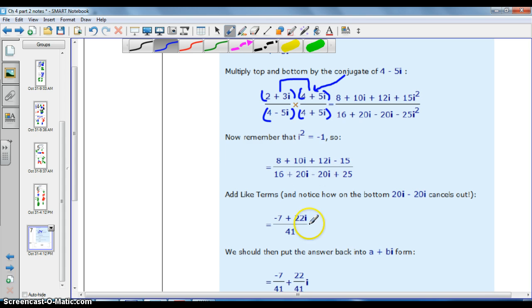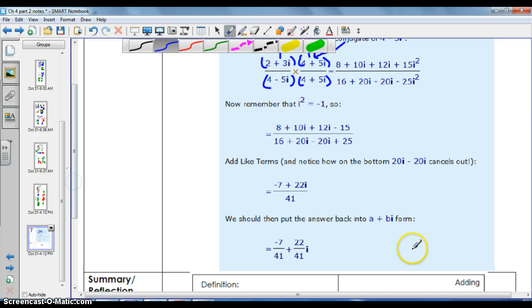And then 16 and 25 would add, and then we write it in kind of that imaginary and real form. So if we wanted to separate it, it'd be negative 7 over 41 for the real part and 22i over 41 for the imaginary part.